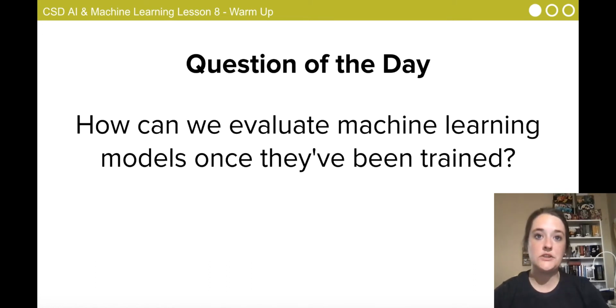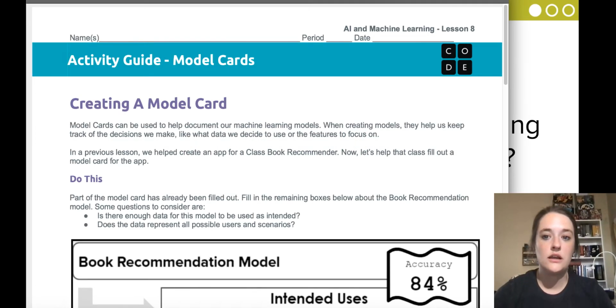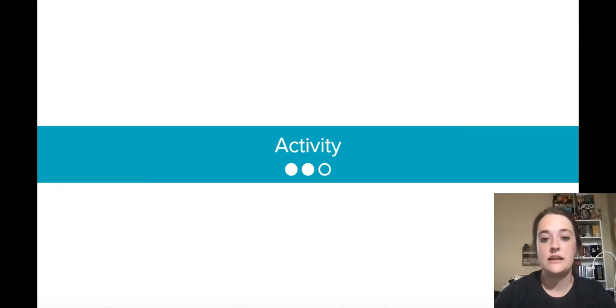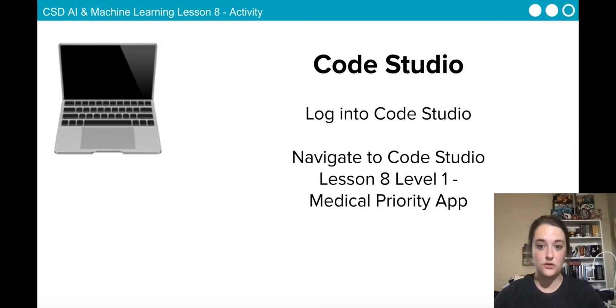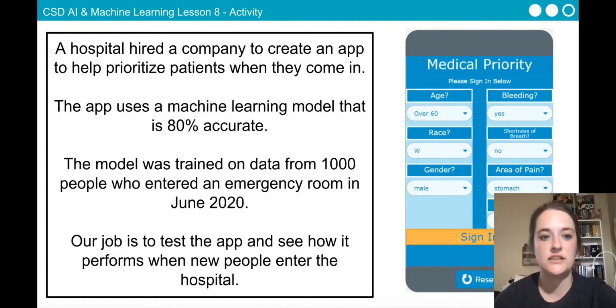First thing you're going to need to do is download your activity guide for model cards, so that way you've got that handy. And we are going to go to code.org, Lesson 8, Level 1. This is a medical priority app. In this app, let's look at what information it is asking for.